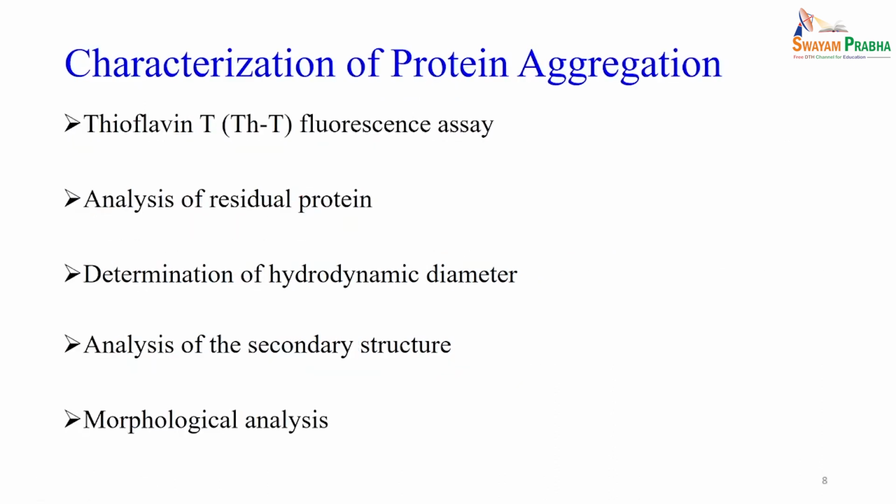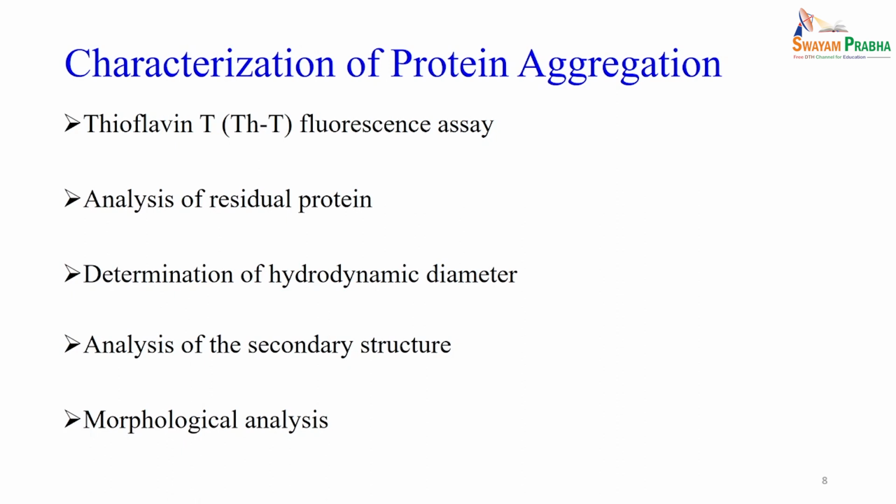Now we will quickly see, if there is aggregation of the protein, how we can understand or analyze it. So the first thing we have to do is various physical, chemical and biochemical assays. The first thing we go for is the thioflavin T fluorescence assay. This is a particular dye which binds particularly to the stacked beta sheet structure. And if there is an aggregate, then only this particular dye binds and gives emission at a particular wavelength. If you monitor the fluorescence intensity, then we can confirm the presence of aggregates.